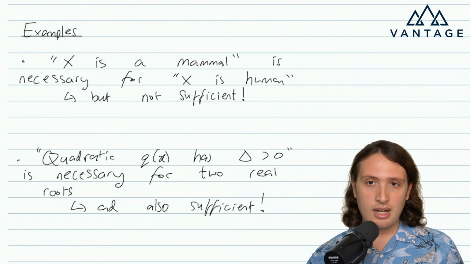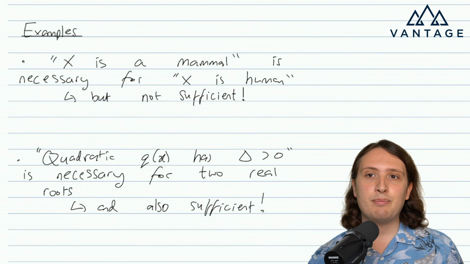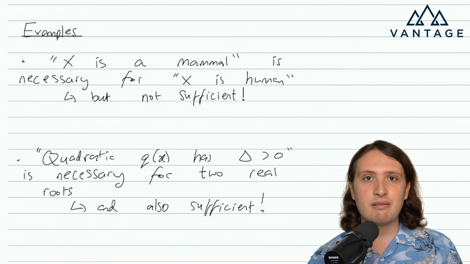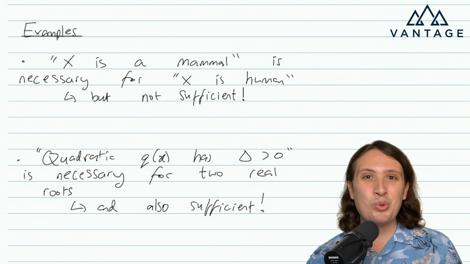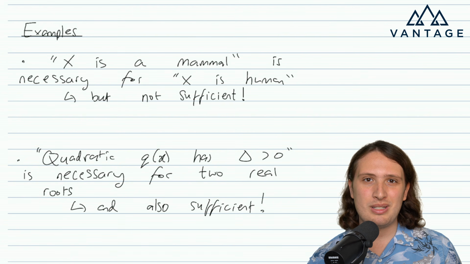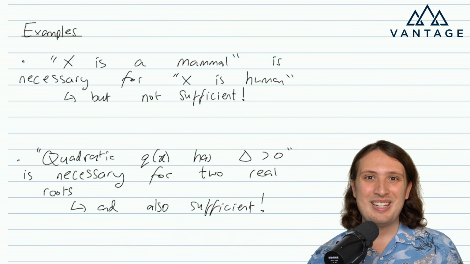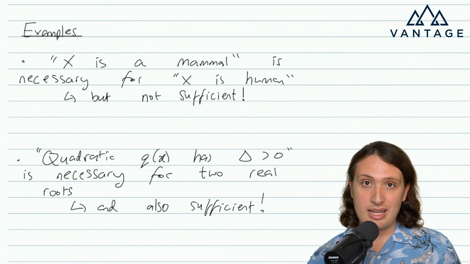So it's not enough to guarantee that X is human, but it is needed to have any chance of X being human. Another example, "quadratic Q has positive discriminant" is necessary for "two real roots," because based on our classification of the number of roots of a quadratic according to the discriminant, we do know that without a positive discriminant, there's no way we could possibly have two real roots. And in this case, it's also sufficient, because knowing a positive discriminant does guarantee two real roots. So sometimes things can be necessary and sufficient, or necessary but not sufficient, or sufficient but not necessary. These are logically independent things, so you have to study each individually.